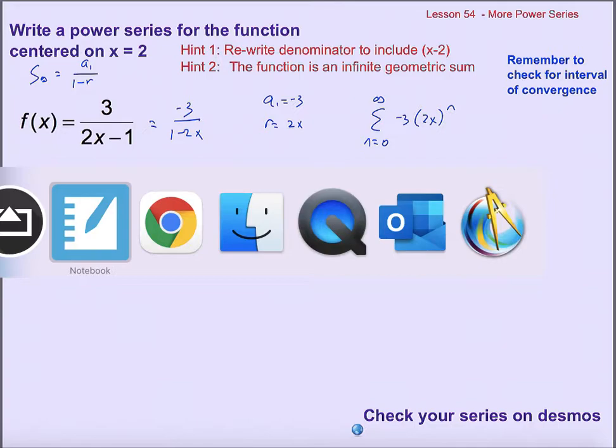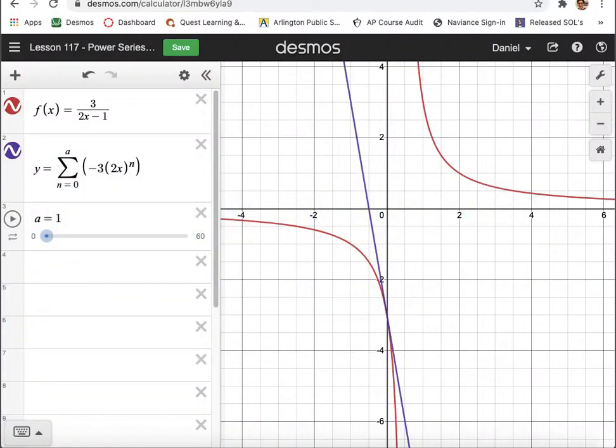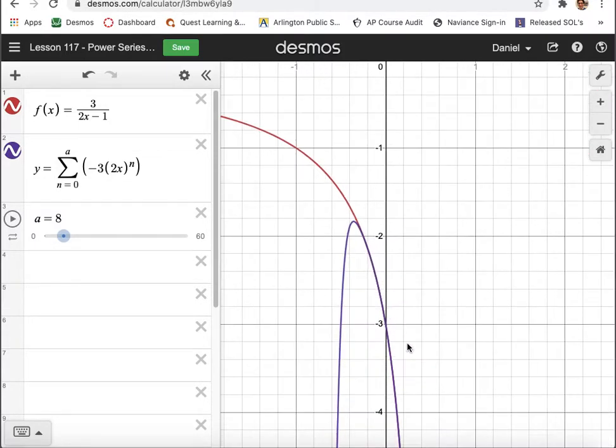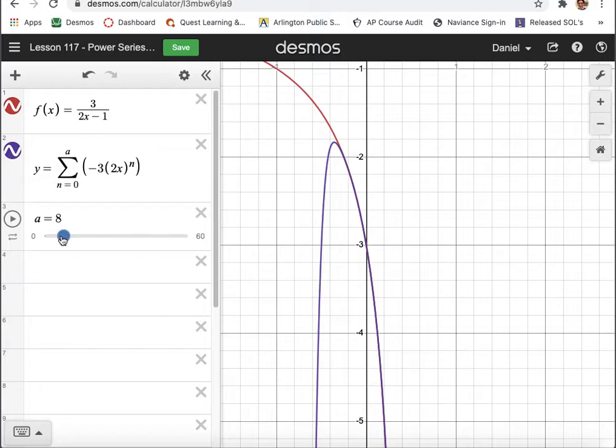And we can try that. We can go to Desmos and take a look at 3 over 2x minus 1 and compare that to negative 3 times 2x to the nth. And we can see, all right, well, there's just a linear approximation. We can see that nice little tangent line right there. But if we add more terms, it does start to follow the curve, but it never really wants to go past that little spot there, right? We've got that little wagging tail up there, but we're not getting past there. It's never going to go much farther than that.